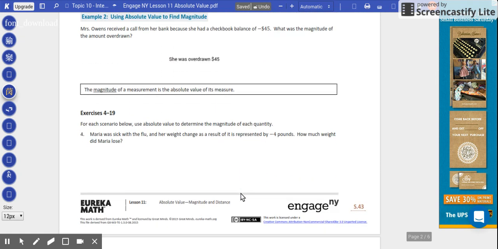Number 4, it says Maria was sick with the flu, and her weight change as a result of it is represented by -4 pounds. How much weight did she lose? Since it's represented by -4 pounds, that's basically another way of saying she lost 4 pounds. Notice in our answer, it's +4, but we have the word lost next to it. So we should know that means -4, which is what they have in the original problem.